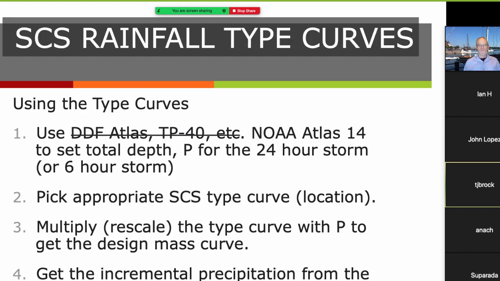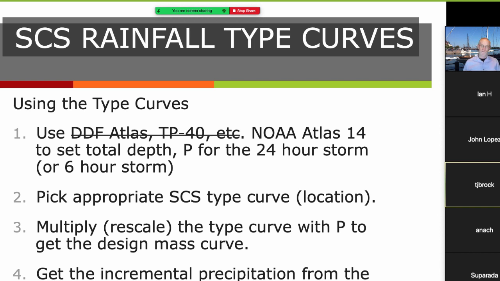So to use the type curves, we use some way of estimating the 24-hour depth, and you see I've crossed out some of these older techniques. NOAA Atlas 14 is adequate to set total depth, except in the Pacific Northwest. You'll have to use localized methods. They won't necessarily have a web-based tool, but there'll be maps or tabular information by county. That's not going to be hard if you are doing work there.